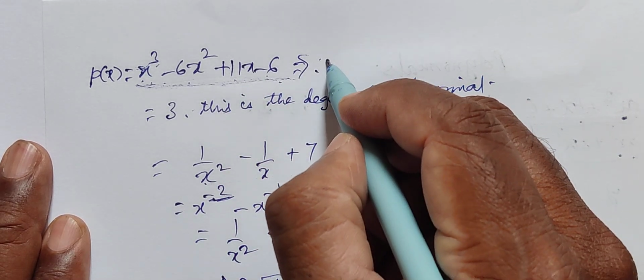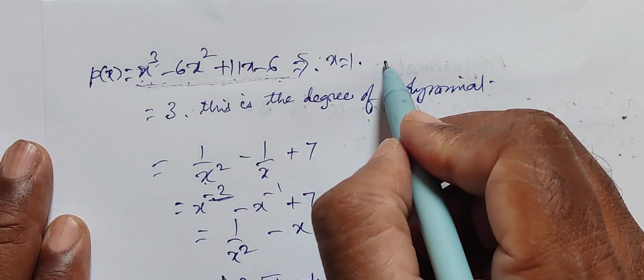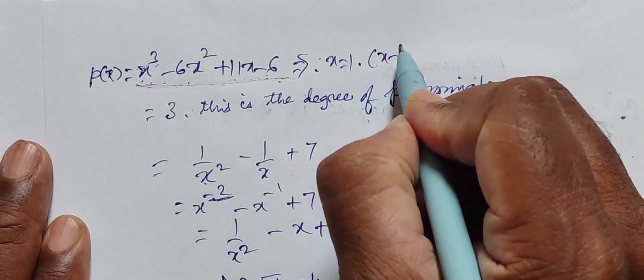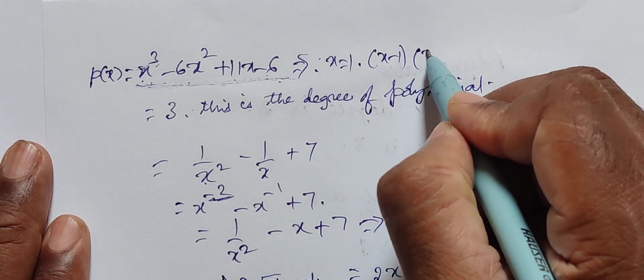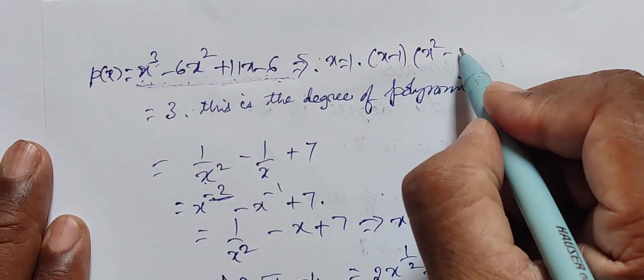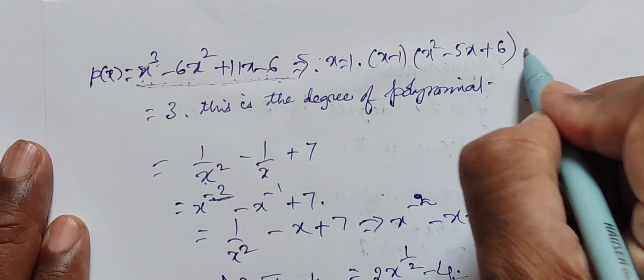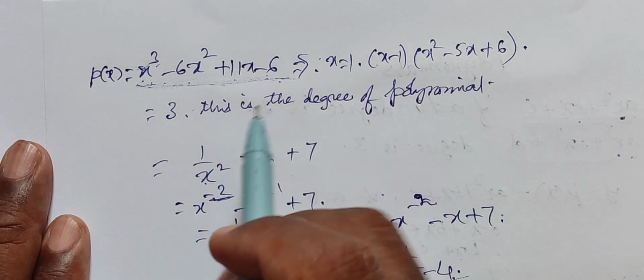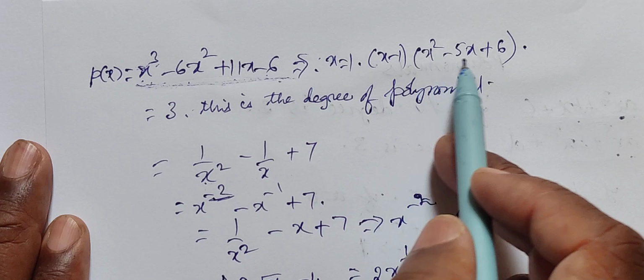So at x is equal to 1, this particular polynomial is becoming 0. So x is equal to 1, or x minus 1 is a factor of this particular equation. If I divide by x minus 1, the remaining quotient will become, I am writing it straightforwardly because I know it: if you divide this given equation by x minus 1, you will get x square minus 5x plus 6.